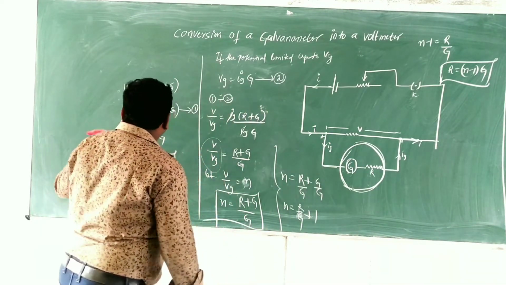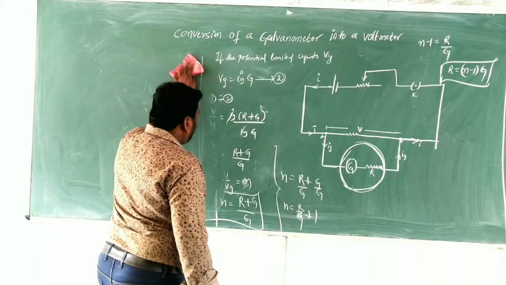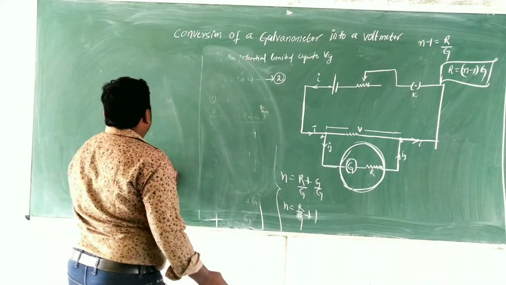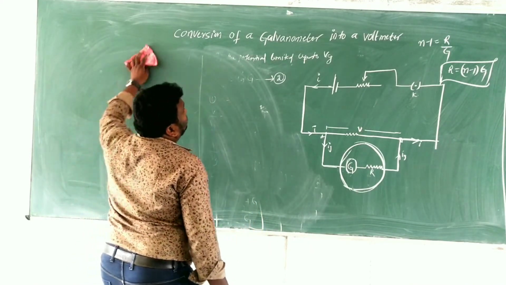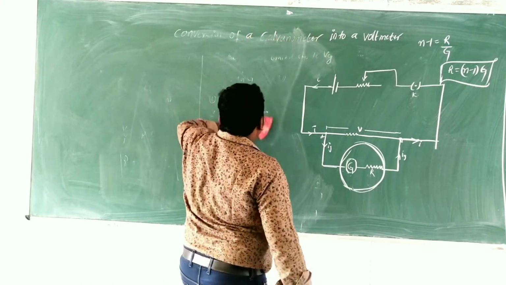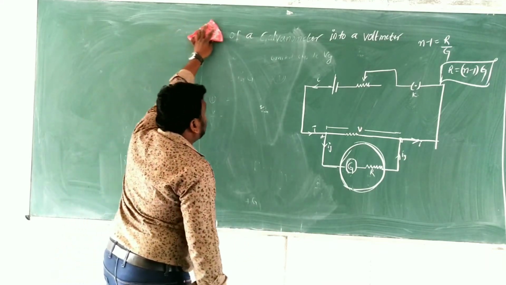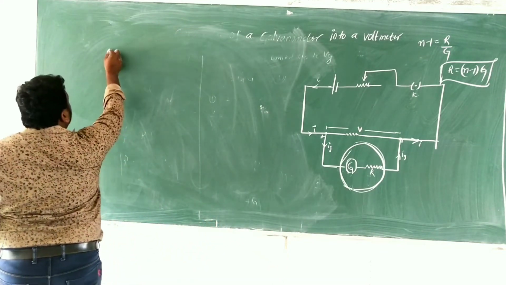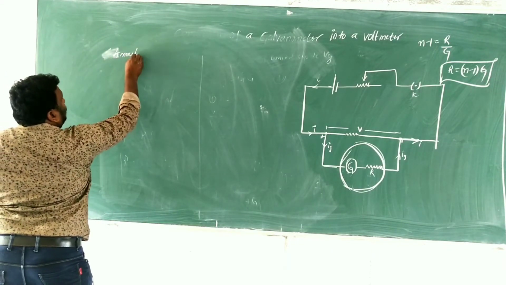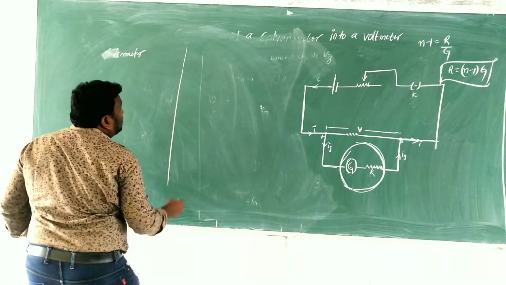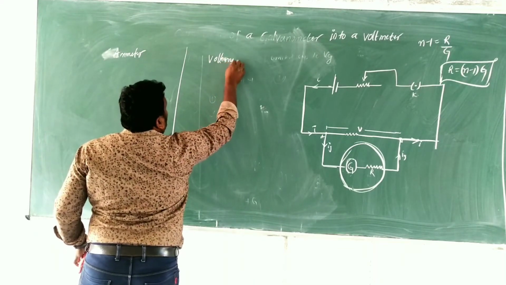And children, in 2 marks questions, there is one most important question: what is the comparison between the ammeter and voltmeter? That's the most important question for 2 marks. While you are doing the practical exams also, they will ask in viva questions like this. So children, the difference between the ammeter and voltmeter.